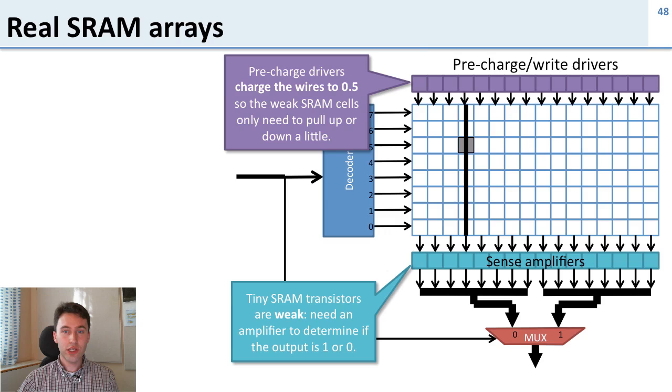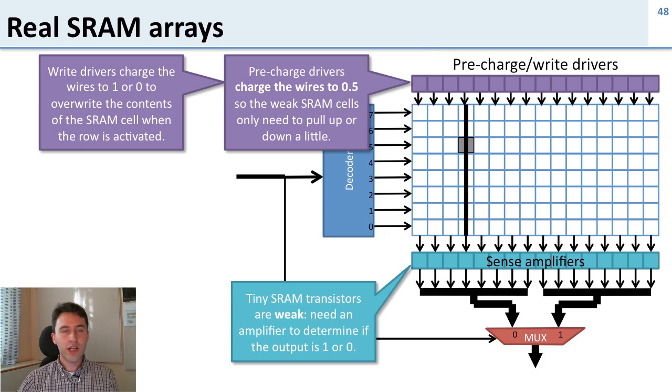The pre-charge and write drivers, well, when you're going to go read, what these do is they pre-charge the wire to 0.5, to a half. Not to 1, not to 0, but to something right in the middle. And why do they do that? Because then it's easier for this really weak transistor to pull it up just a little bit towards 1 or pull it down just a little bit towards 0, and then the amplifier can figure out the rest.